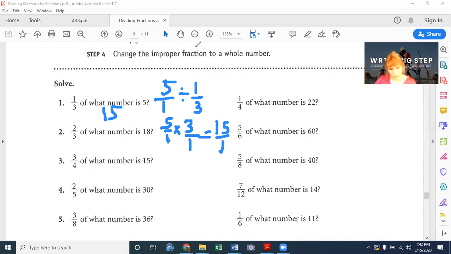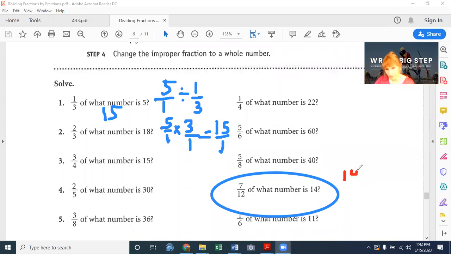Let's try 7/12 down here. Let me circle that. Okay, let's try 7/12 of what number is 14? So I'll use a different color here. Let's take the 14 and put it over 1. Divide that by 7/12. And that is the same as taking the first fraction and keeping it the way it is, changing to multiplication, and flipping the second fraction, 12 over 7.